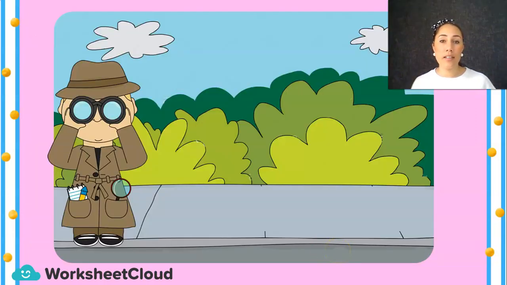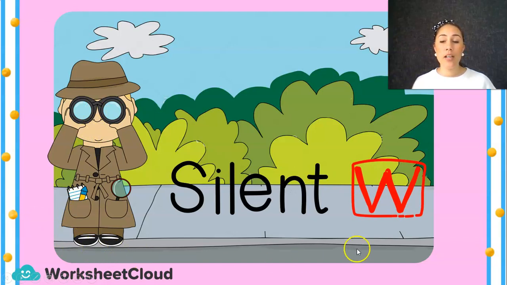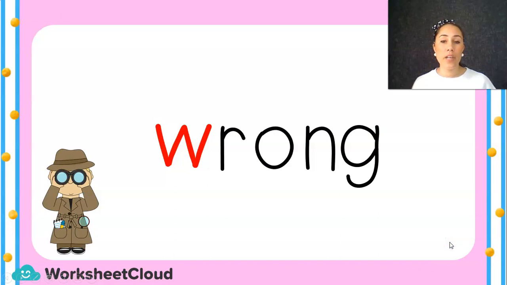Now let's look for our next silent letter. Our detective is back. He has his binoculars up to his eyes and he's looking for silent W. Now this one we might see quite a lot in class because a lot of the words that we do in class has the silent W. Let's have a look. Wrong.